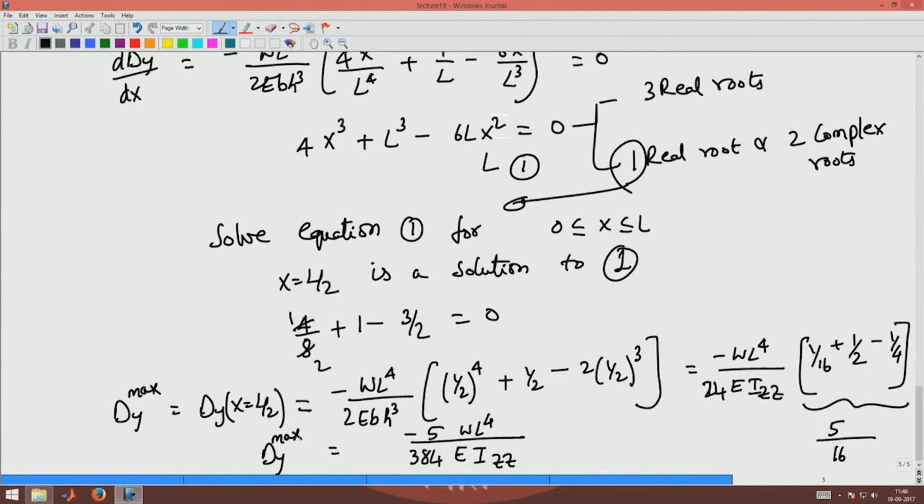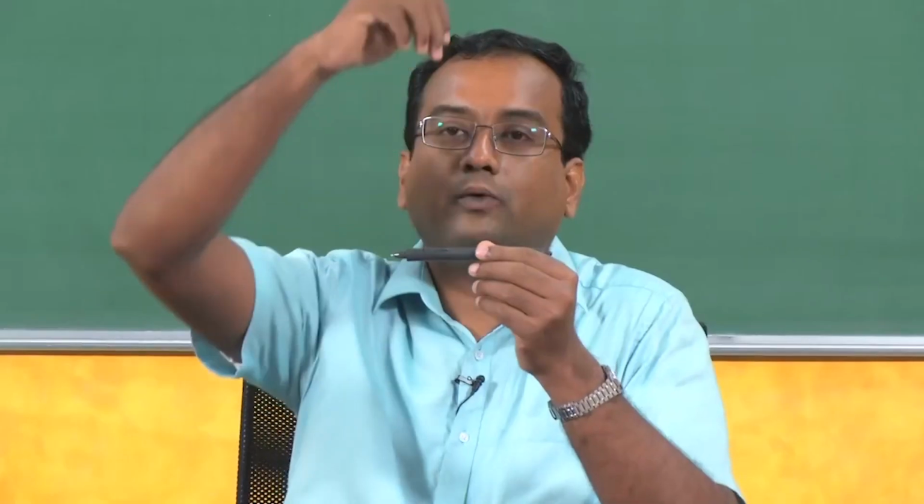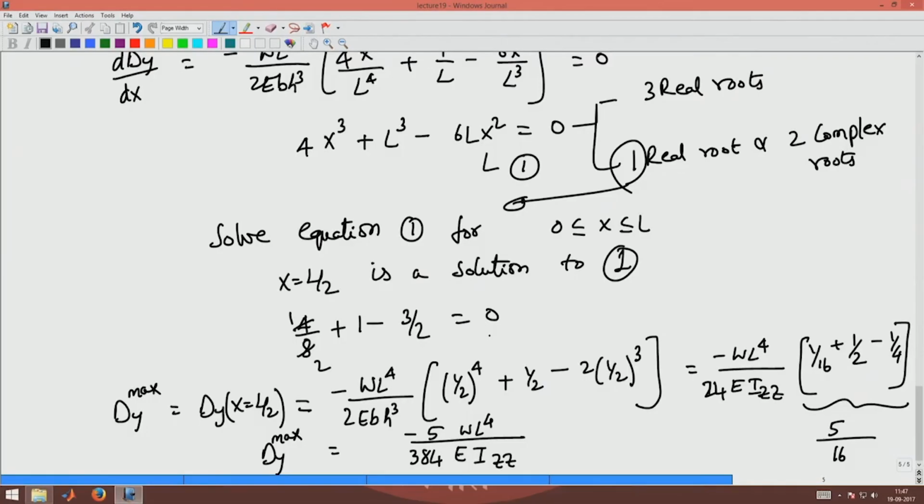Now, why is delta y max negative? That is the question we have to answer next. Delta y max is negative because you assume the positive y direction to be on the top, whereas the beam is deflecting at the bottom. It is moving in the negative y direction, that is why it is negative. And the maximum deflection is 5 by 384 w L power 4 by E times Izz. So, delta y max is minus 5 by 384 w L power 4 by E times Izz, negative because it is deforming in the opposite direction to the assumed positive y direction.